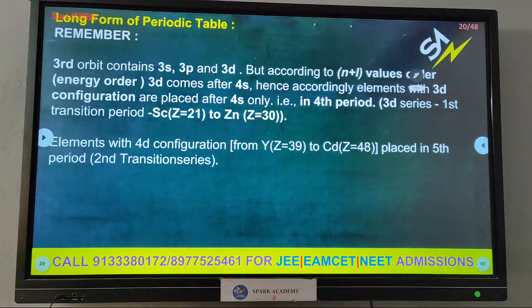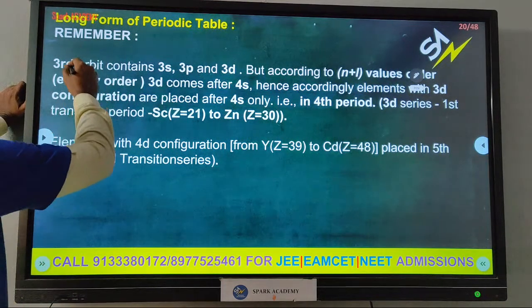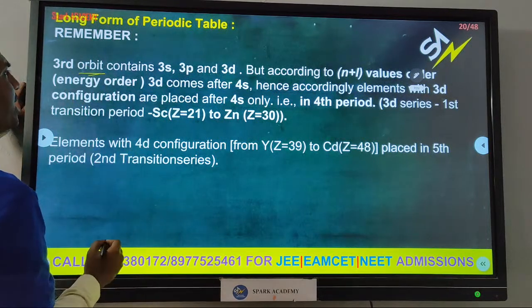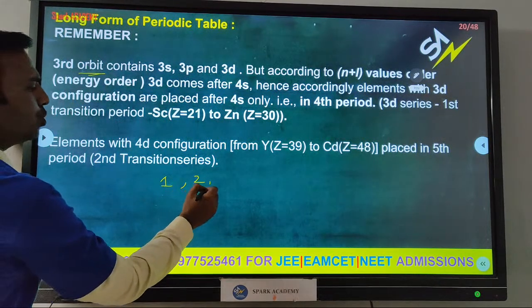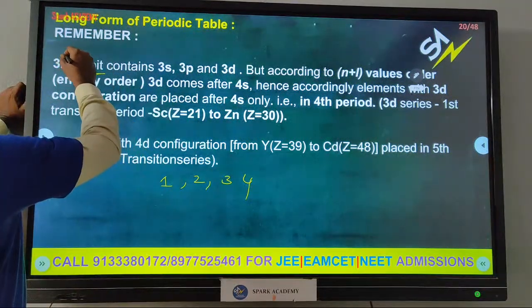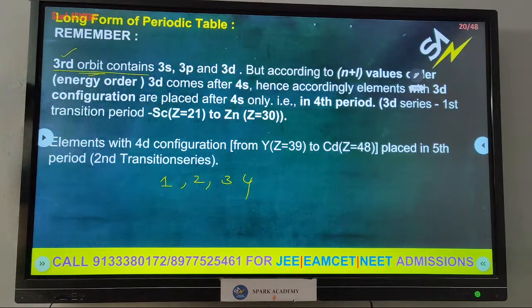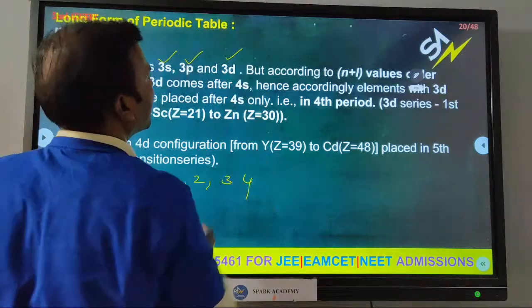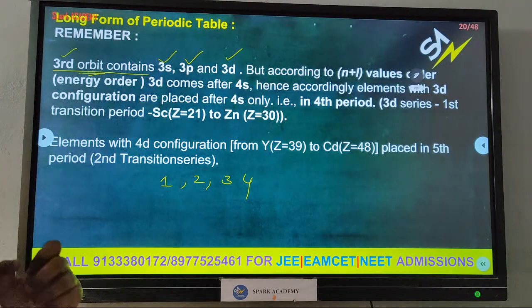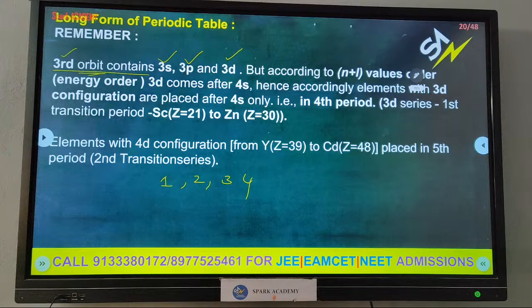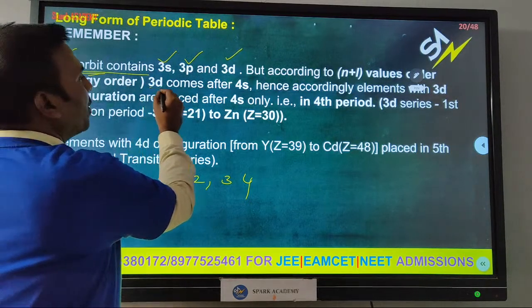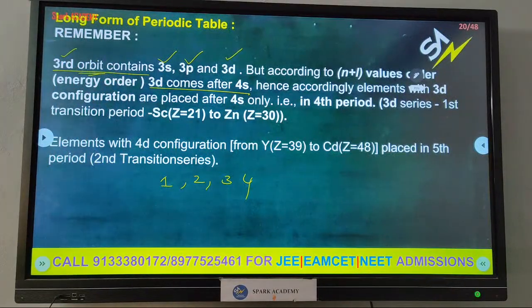Now, what are the points we have to remember? We fill the electrons into orbits: orbit number 1, 2, 3, 4. The third orbit contains 3s, 3p, 3d. But according to the n plus l values, the energy order, 3d comes after 4s. We thought 4s would come first, but 3d comes after 4s only.